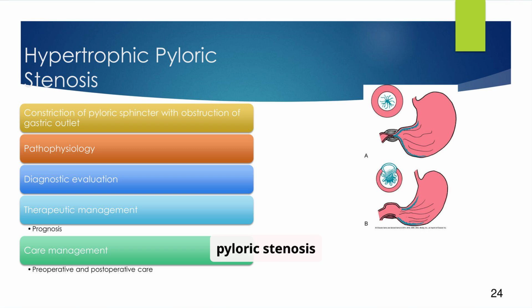Hypertrophic pyloric stenosis involves a thickening and constriction of the pyloric sphincter, obstructing the outlet of the stomach. Understanding the pathophysiology helps explain the characteristic projectile vomiting. Diagnostic evaluation often includes ultrasound. Therapeutic management is surgical, involving a pyloromyotomy to relieve the obstruction. Prognosis is excellent after successful surgery. Care management includes careful preoperative preparation and postoperative feeding advancement.